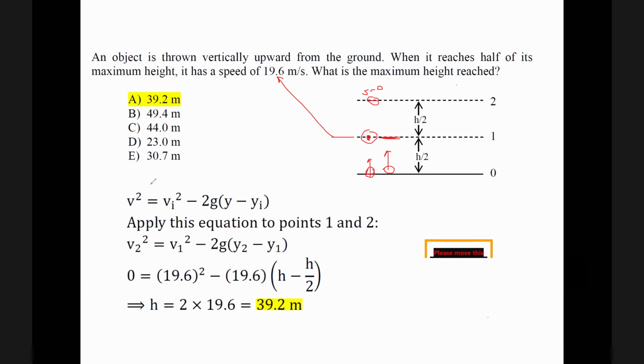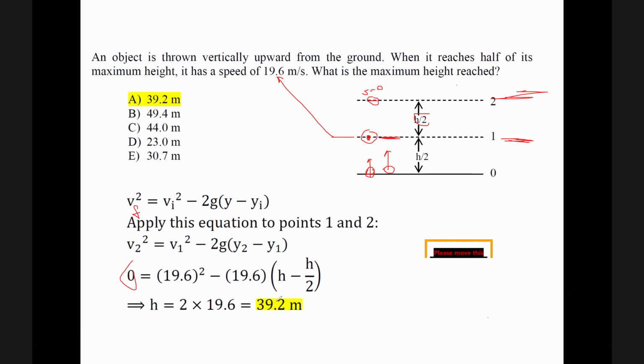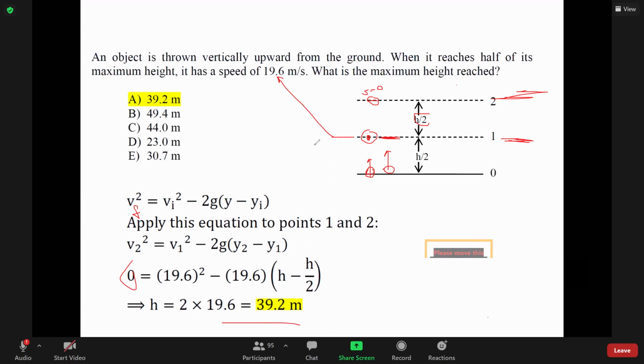So this is good. If I use the second equation, V final squared equals V initial squared minus 2g times Y final minus Y initial, which is H over 2, then I substitute. V final squared is 0 because the final is 0 here. V initial is 19.6 squared, minus 2g with the distance H minus H over 2. Substitute the numbers, you get 39.2 for the whole H. Not H over 2, for the whole H, it's 39.2.